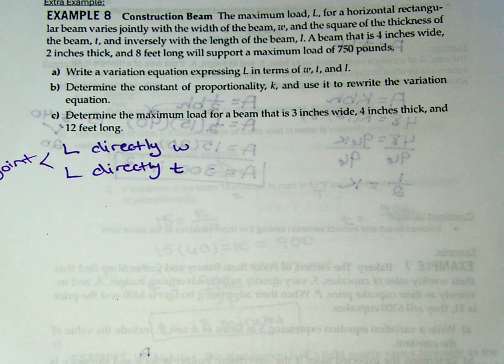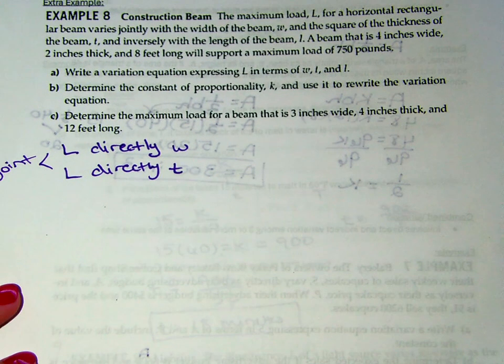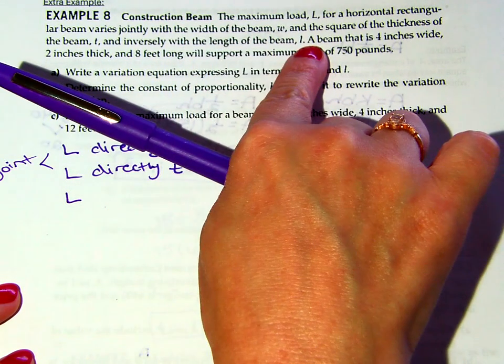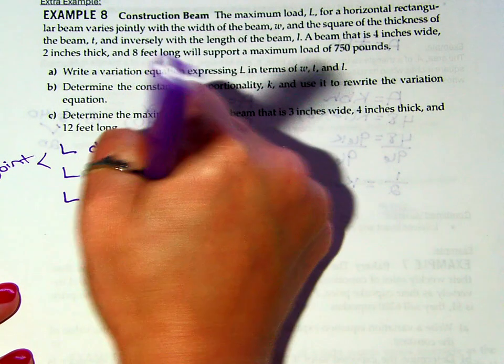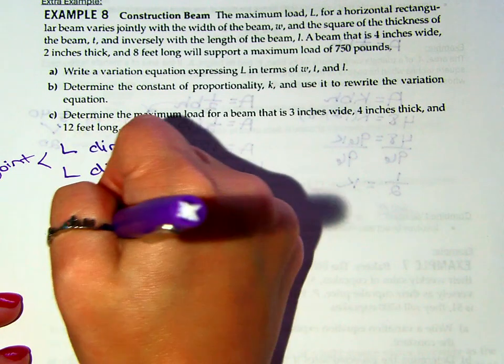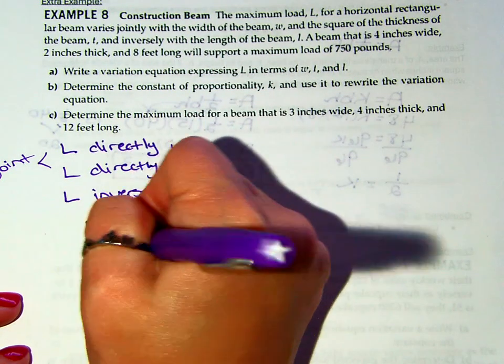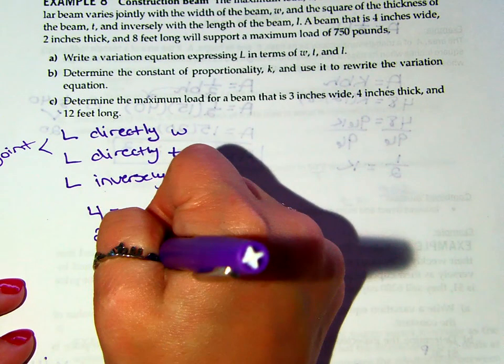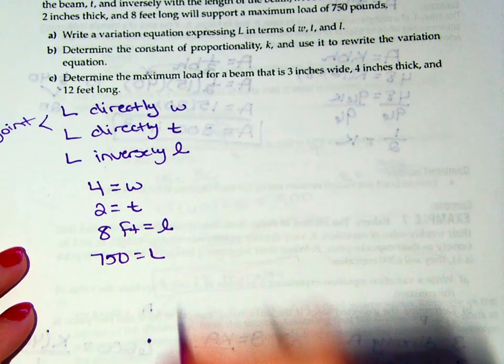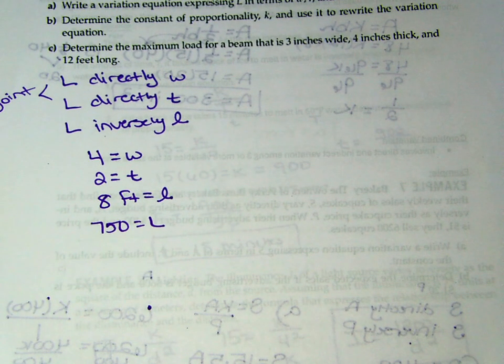Then it goes on to say that the load of the beam varies inversely with the length of the beam, which is little l. So directly with the width, directly with the thickness, but inversely with the length. And then it's going to start giving us lots of information. It says a beam is 4 inches wide, 2 inches thick, 8 feet long, will support a maximum load of 750 pounds. So all of that's going to be information that we're going to need here in just a minute. I guess it didn't matter that that was feet.